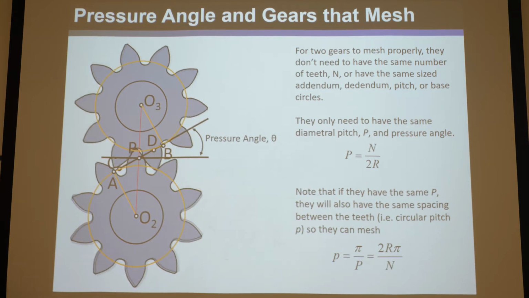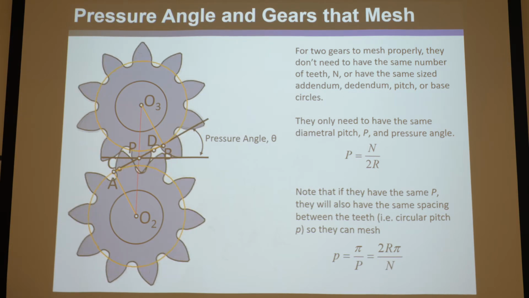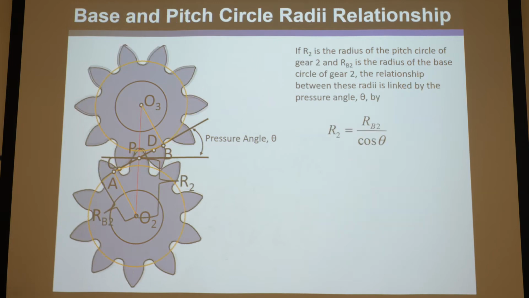Okay, and of course they'll have the same pressure angle. So that's really it. To mesh gear teeth, they have to have the same gear teeth spacing and the same pressure angle. Okay?